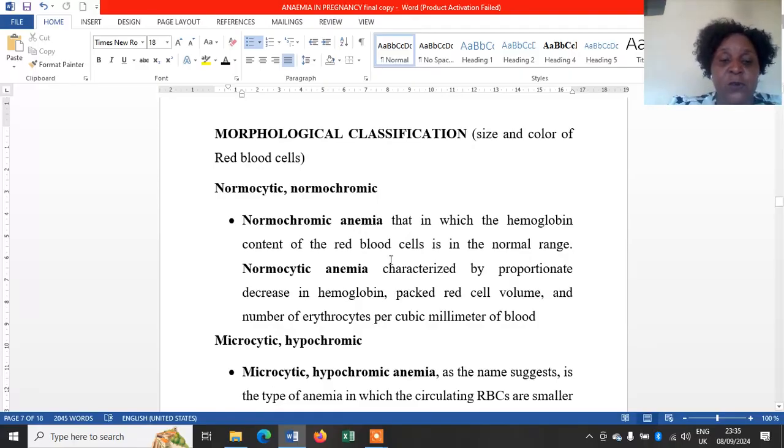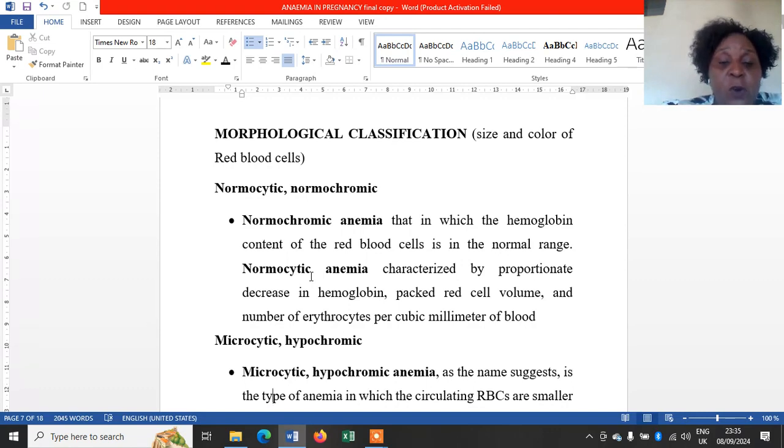So here we have two words. Chromic means color, cytic means size. So this mother might be present with anemia, but on examination, her cells are normocytic and normochromic. It means the cells are very normal, of a normal size and of a normal shape.